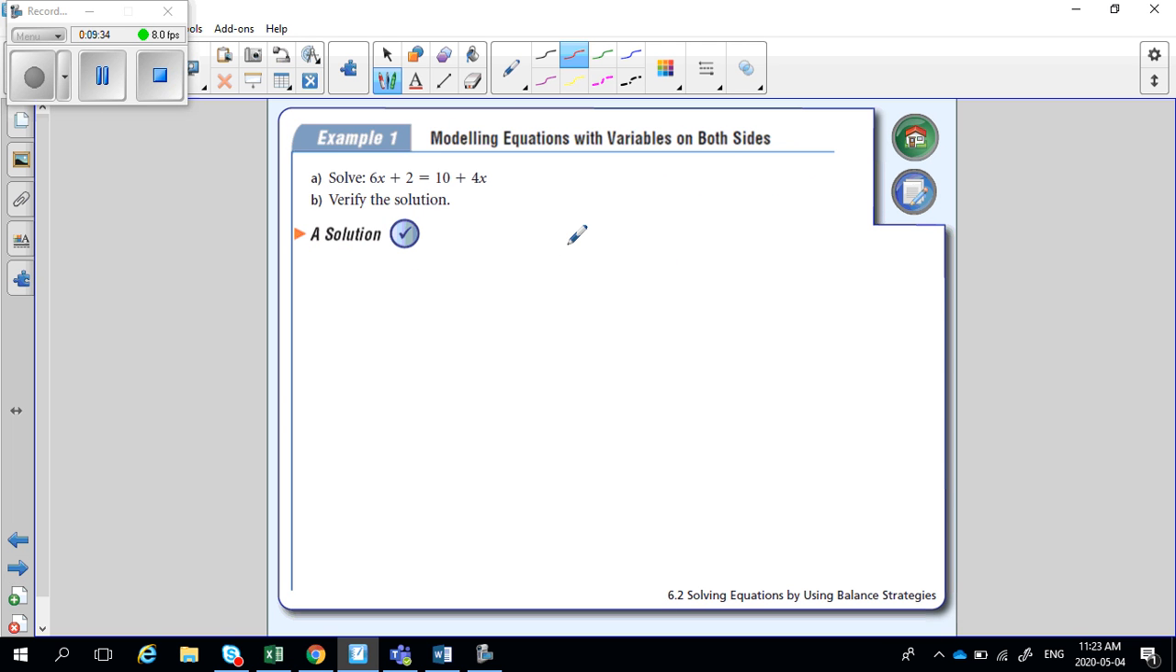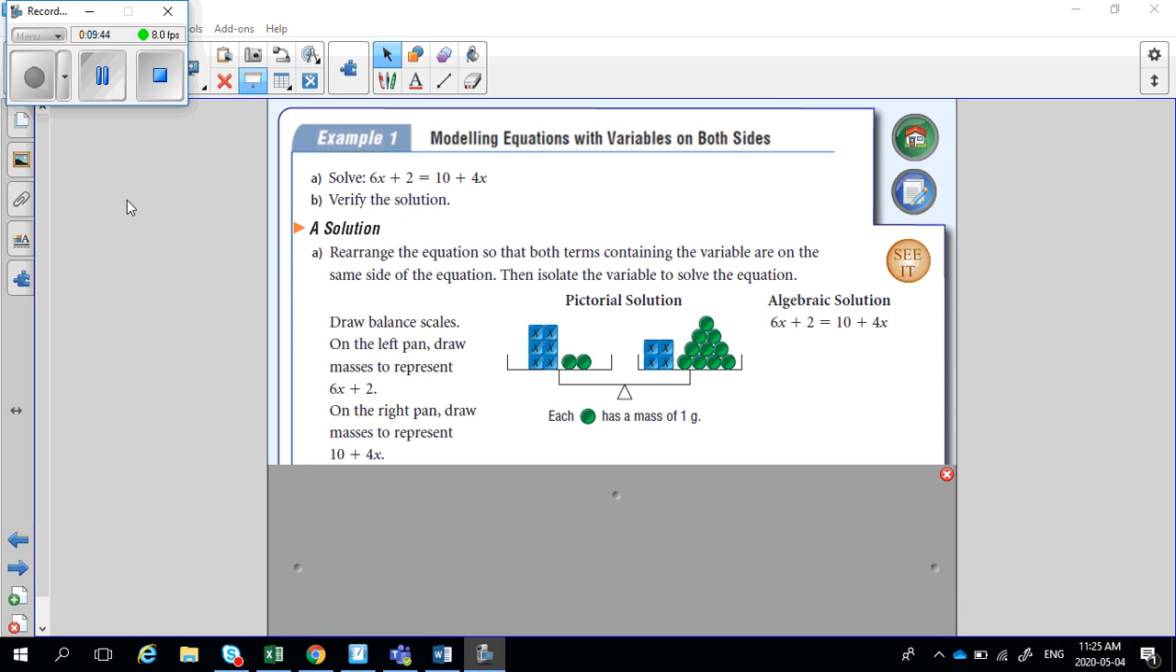We have 6x plus 2 equals 10 plus 4x. So let's start by, I'm going to make a little picture to show what that might look like. No, I lied. I'm not going to draw a picture because there is a picture for us this time. Okay, so 6x plus 2 equals 10 plus 4x.